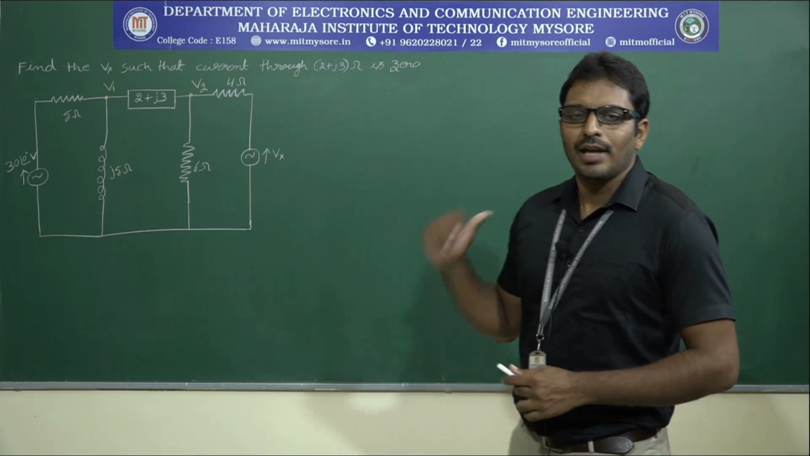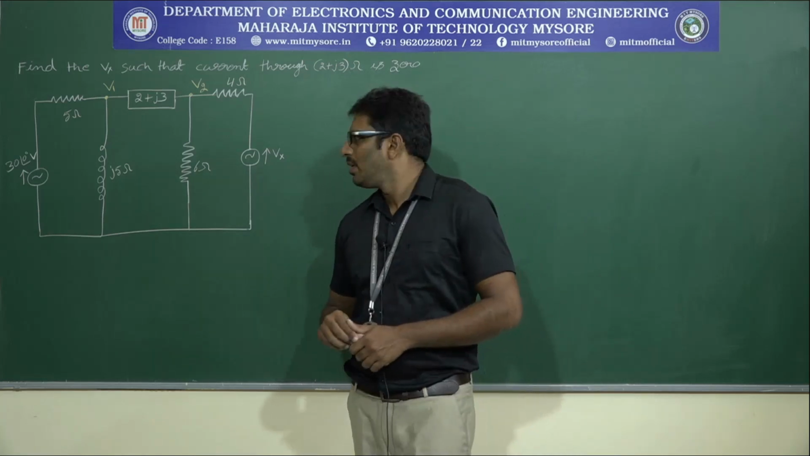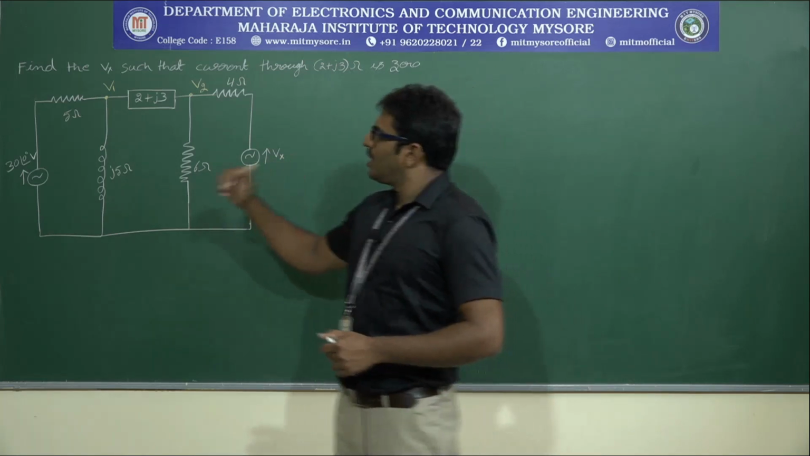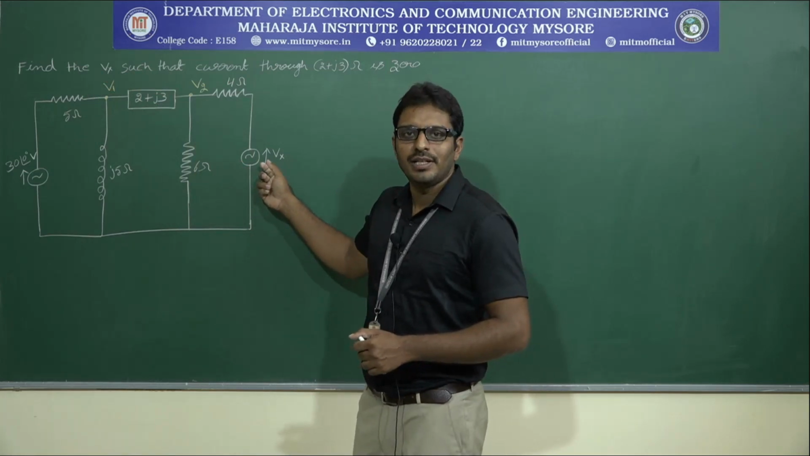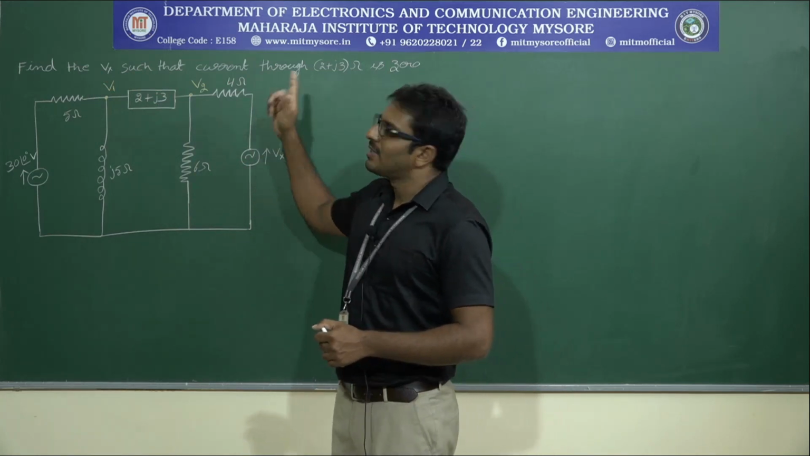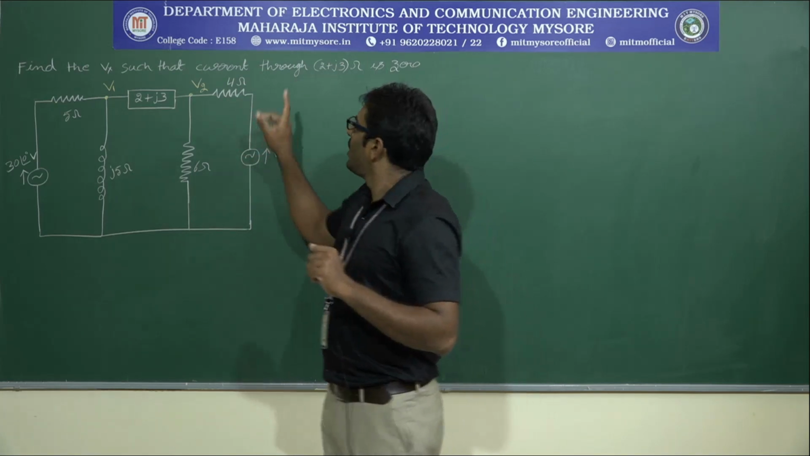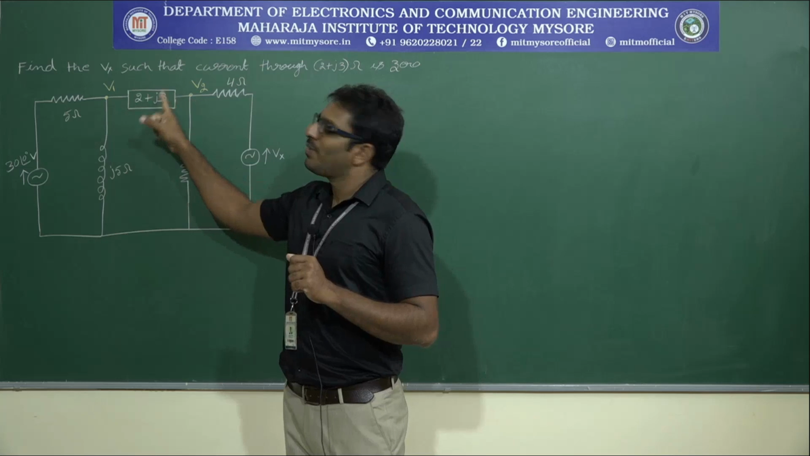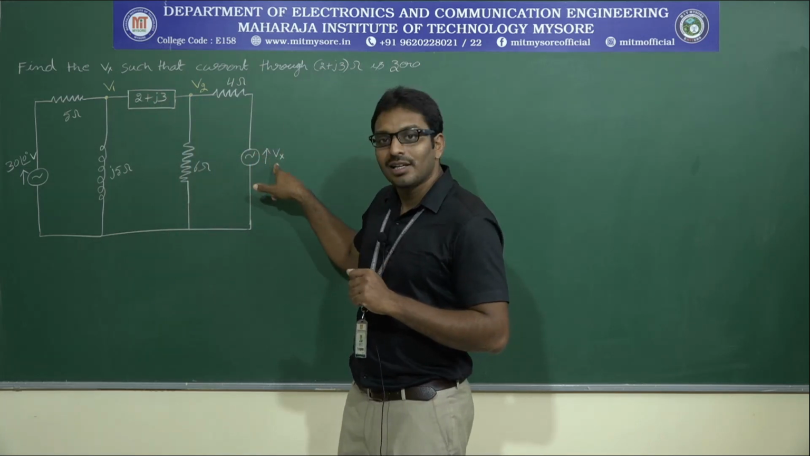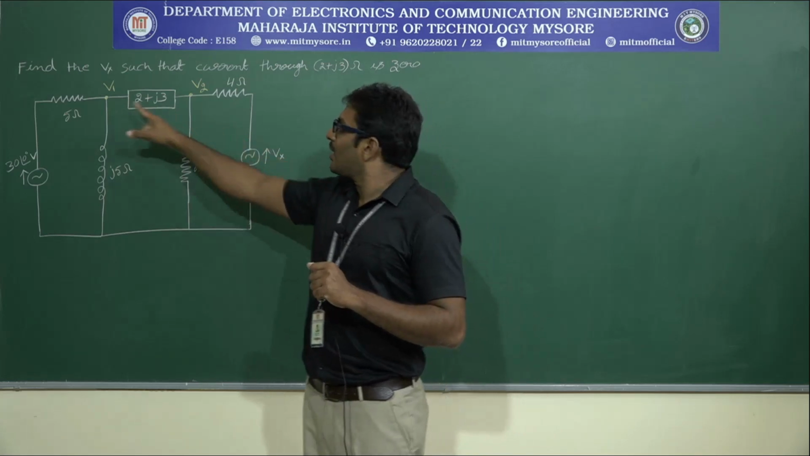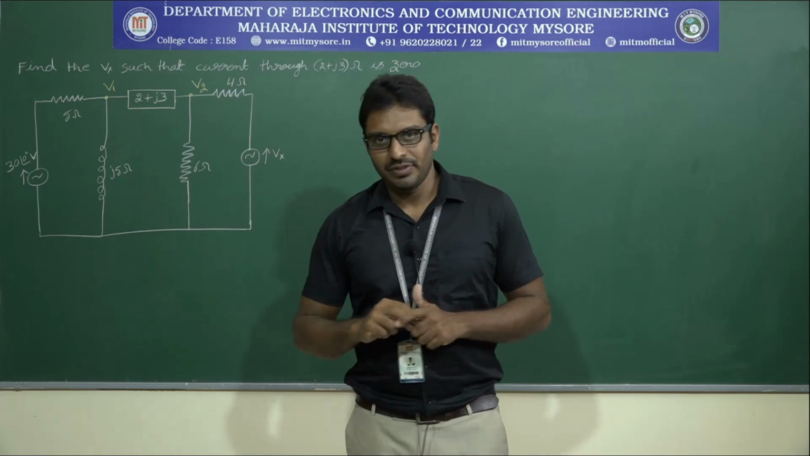Once again, an AC circuit problem using nodal analysis. Here the question is to find Vx, this unknown voltage value, such that the current through this impedance is 0. What will be the value of Vx such that the current through this impedance is 0? That is the question.